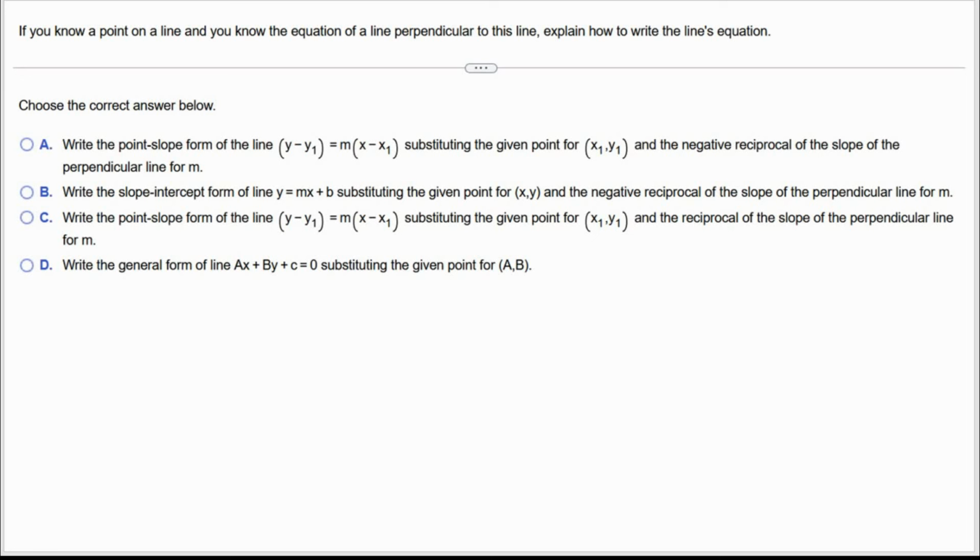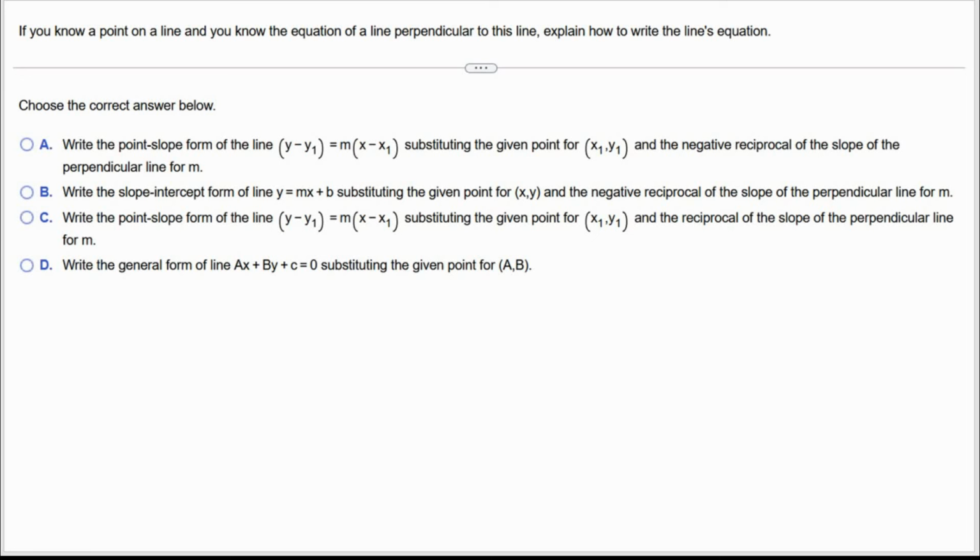So C, write the point-slope form of the line, substituting the given point x sub 1, y sub 1, and the reciprocal of the slope of the perpendicular line for m. What do you think about that one? And then D, write the general form of the line, Ax plus By plus C equals 0, substituting the given point for A and B. So what do you say?